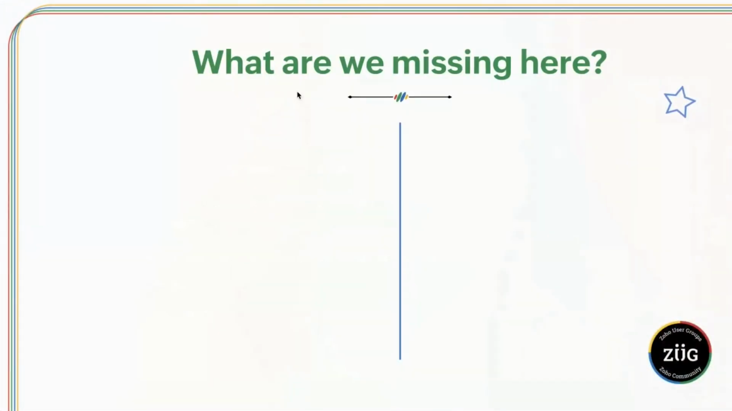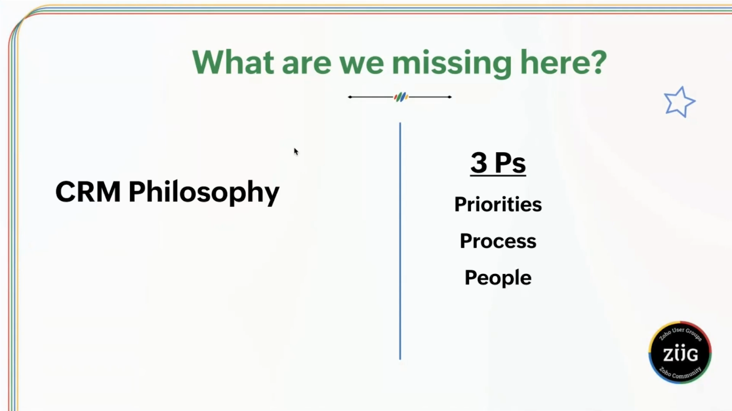So now getting into what most of the customers miss when it comes to Zoho CRM after purchasing it. The first thing is the CRM philosophy, which is the three P's, that is priorities, process, and people. So the first thing is you need to set up the entire priorities properly, where you are going to segregate the data based on the type of customer.